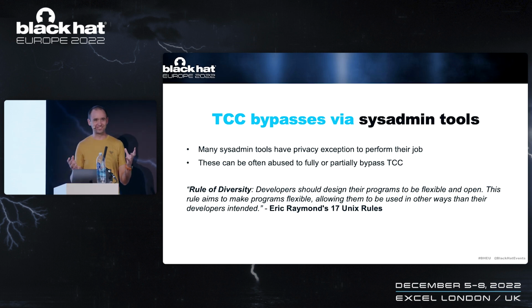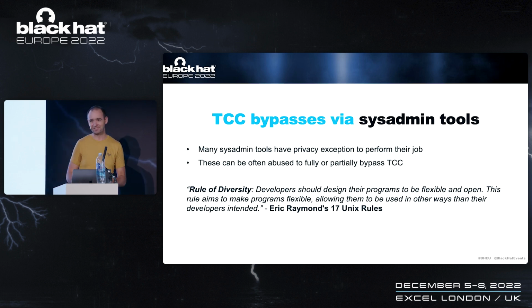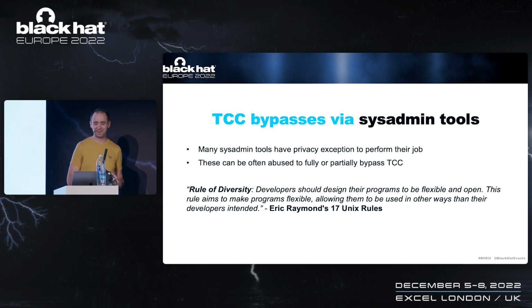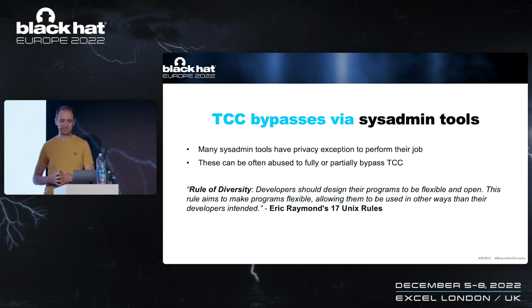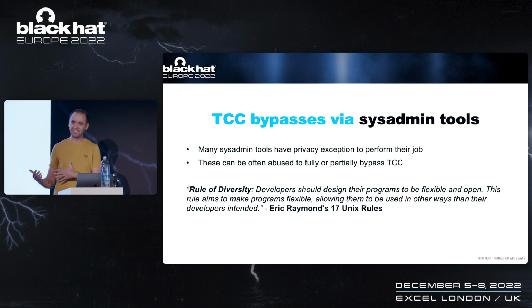So the next vulnerability class, we called it TCC bypasses using sysadmin tools. I really like the rule of diversity from Eric Raymond's 17 Unix rules, which says developers should design their programs to be flexible and open. This rule aims to make programs flexible, allowing them to be used in other ways than their developers intended. And I think this idea catches this part really well because we use sysadmin tools in the way they were never intended to be used.